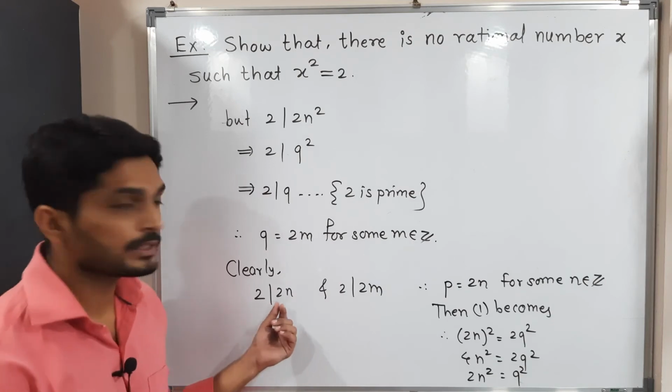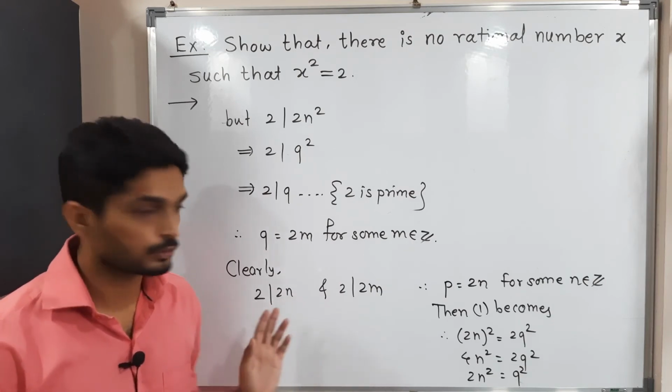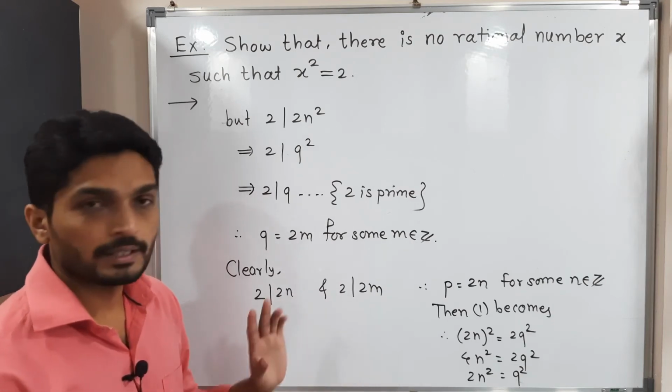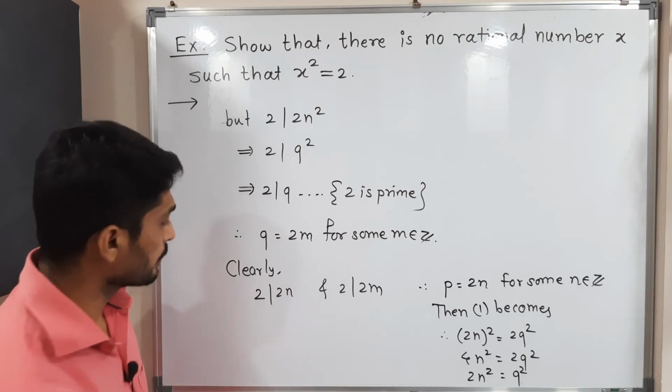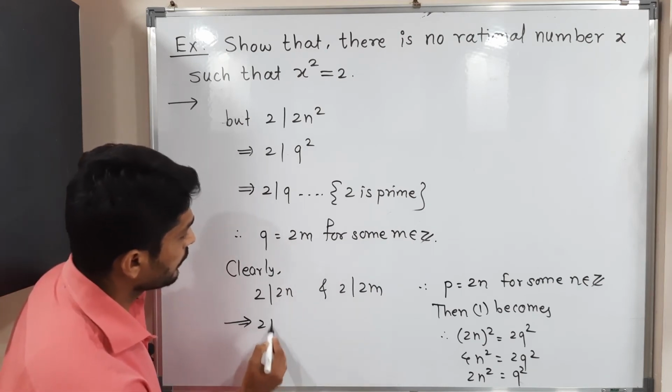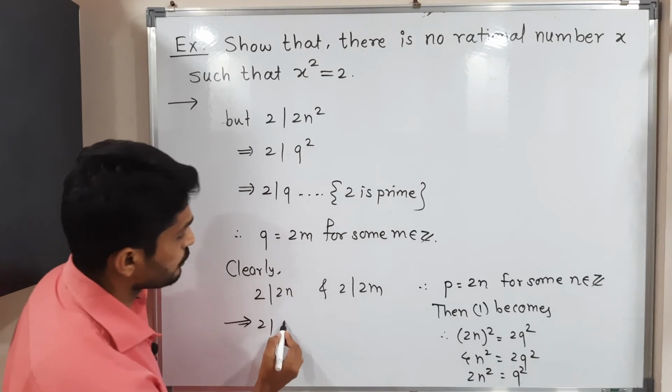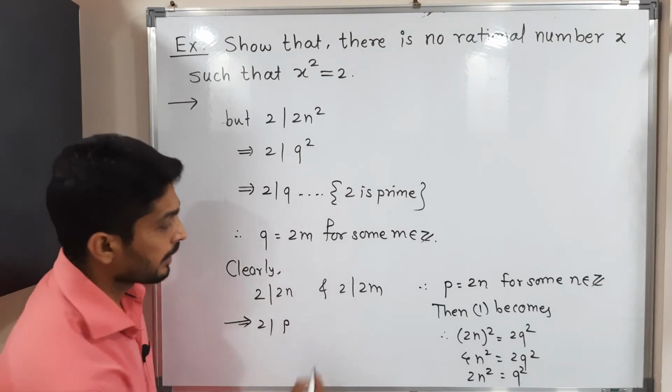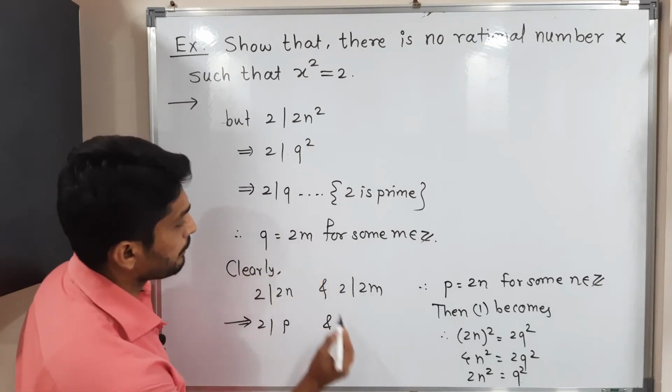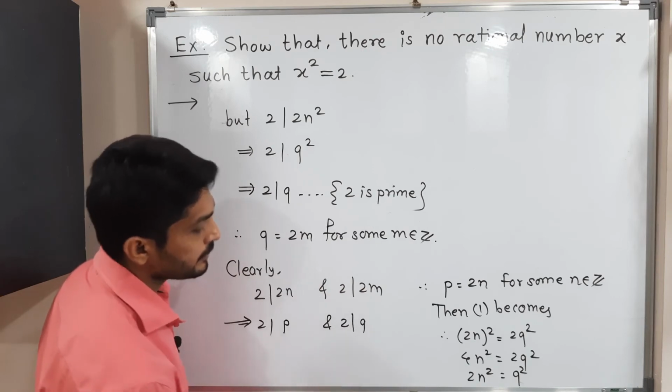Clearly 2 divides 2n and 2 divides 2m. 2 is already there, so 2n means a multiple of 2, so obviously 2 divides 2n. 2 divides 2m, this is also a multiple of 2. But 2n means p, so therefore 2 divides p. And 2m means q, so therefore 2 divides q.